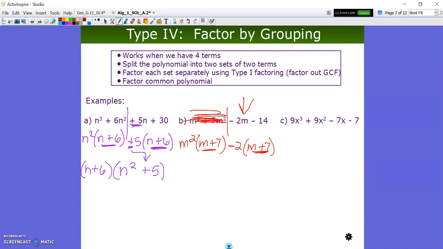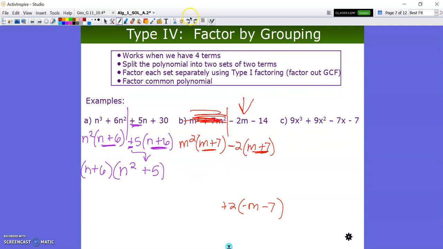If you had pulled out, let's say, a positive 2, then our leftovers would be negative m minus 7, and they're supposed to match. And so you can test it out and see, did I really pull out the GCF here? If I didn't, then I'm not going to get a match.